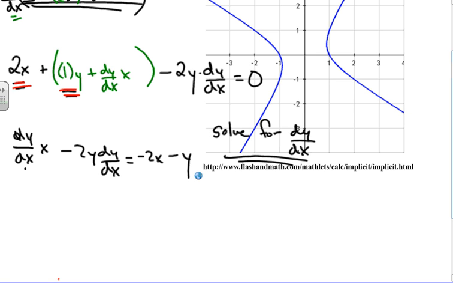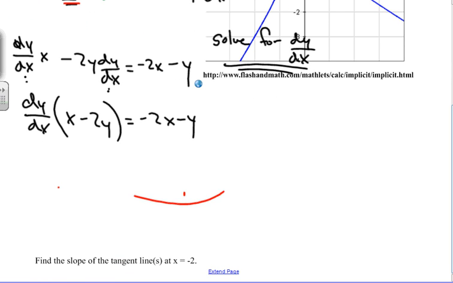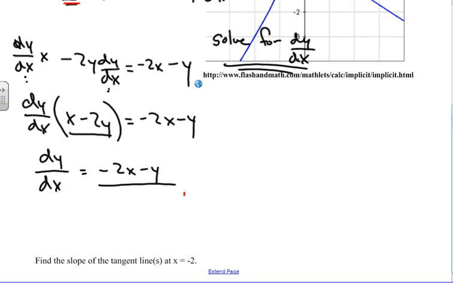Next thing, one of these things is just like the other. What can we factor out? dy/dx, yay! We factor out dy/dx, and we have x minus 2y right here. And now, le test de résistance, la fin, is we are now going to solve for dy/dx by dividing by x minus 2y. So we have negative 2x minus y divided by x minus 2y. And that's our derivative.